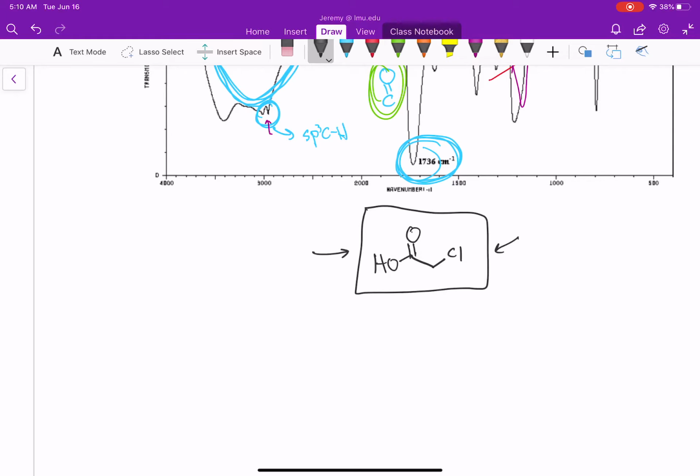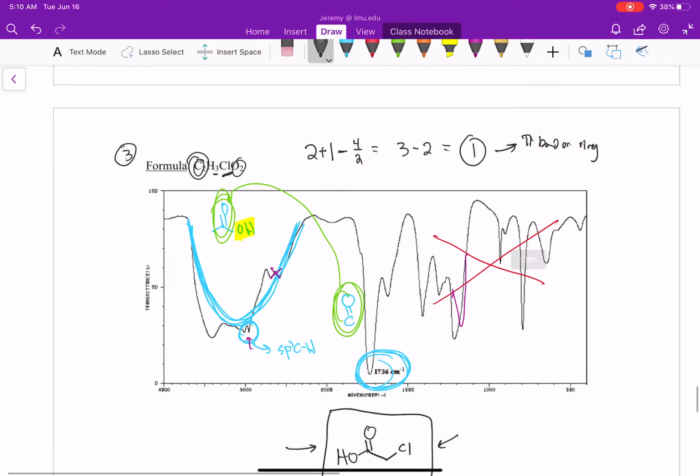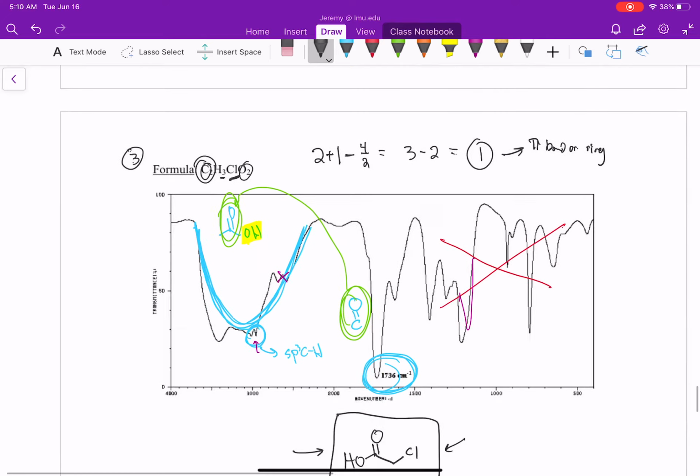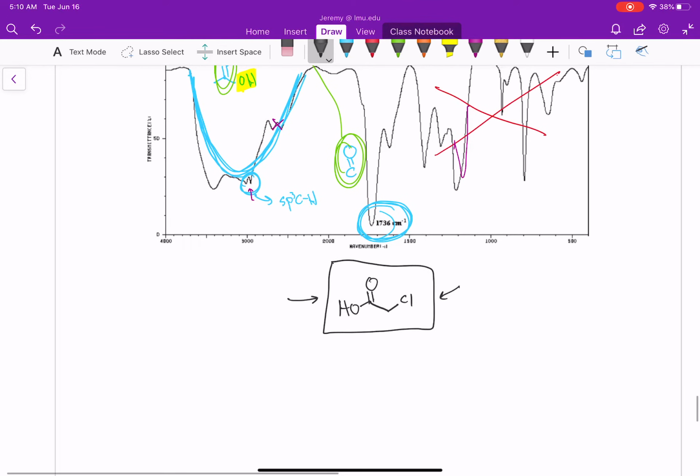All right, so those are 3 examples to show you how to analyze your IR spectrum and come up with some possible structures that fit.